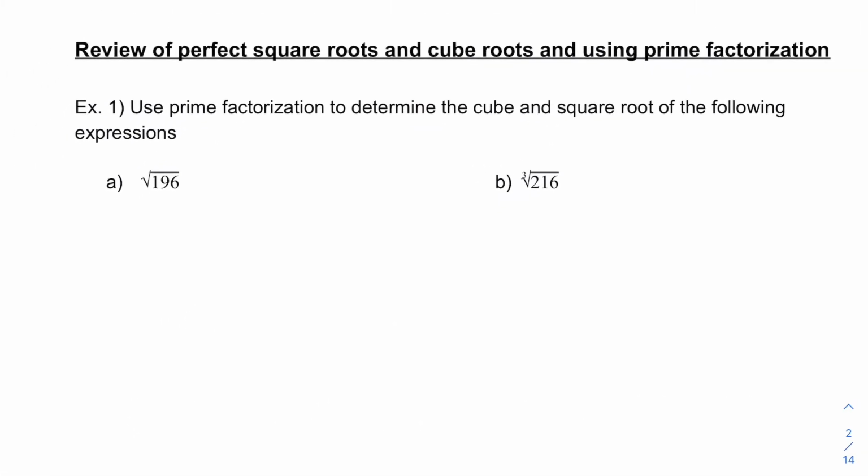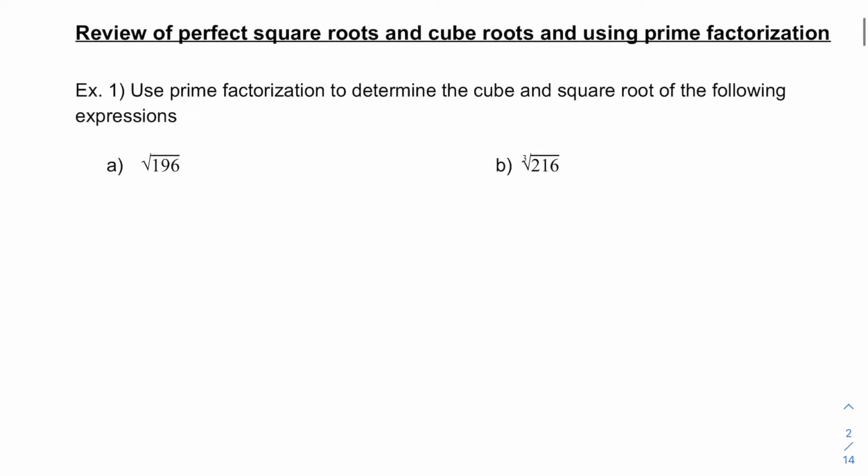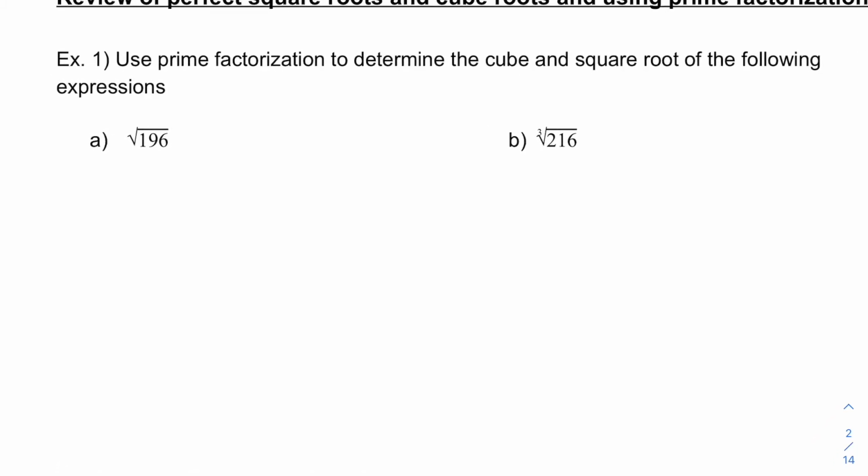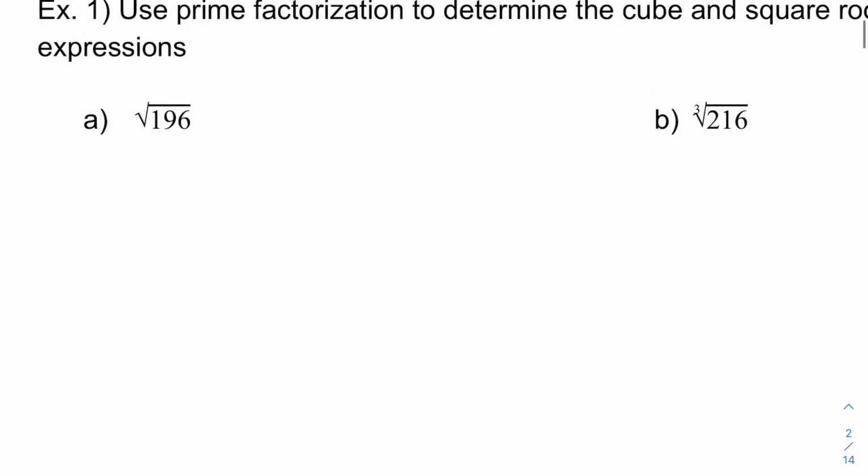Remember, we learned this, I believe, in chapter 3 at the very beginning. That's perfect square roots and cube roots using prime factorization. So how can we tell if something's a perfect square or a perfect cube? Well, we can prime factorize. Remember what prime factorizing is, you're breaking it down. So the first thing I'm going to do is prime factorize.